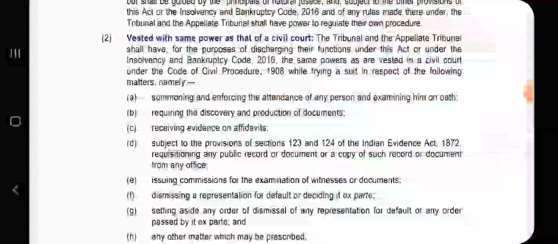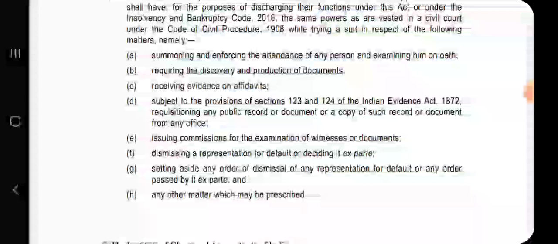And then powers vested in tribunal and appellate tribunal is as that of the civil court. What are the powers? Come, let's check it out. Summoning and enforcing the attendance of a person and examining him on oath. You can summon any person and ask him or enforce him to come and appear before you, and you have the right to examine him on oath. Requiring the discovery and production of documents. Tribunal can ask the person to present any documents or any evidences on affidavits. Receiving evidence on affidavits. Subject to the provisions of sections 223 and 224 of Indian Evidence Act 1872, requisitioning any public record or document or a copy of such record or document from any office. Anything can be asked by NCLT or NCLAT.